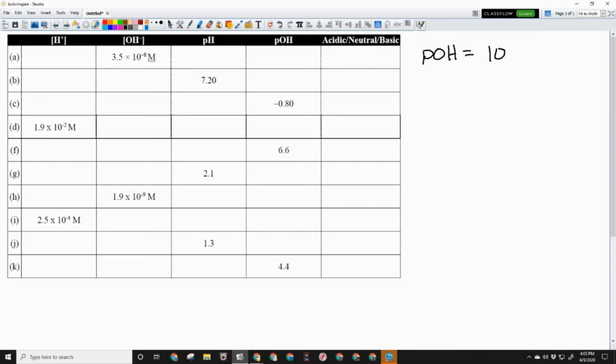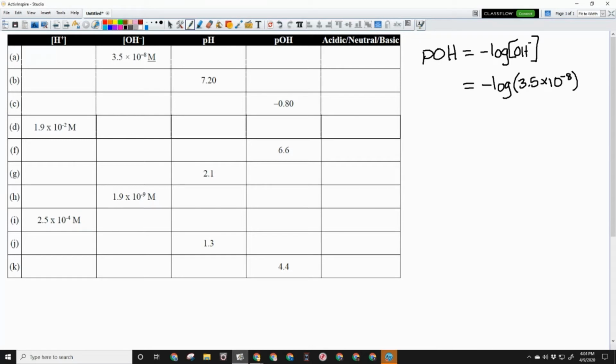Oh, wait, hold on. That's not right. When we have the OH concentration, to get pOH, we're going to take the negative log of the OH concentration. Okay, so that's the formula for pOH. So what I'm going to do is take the negative log of, and then I'm going to substitute that number in there, 3.5 times 10 to the negative 8.